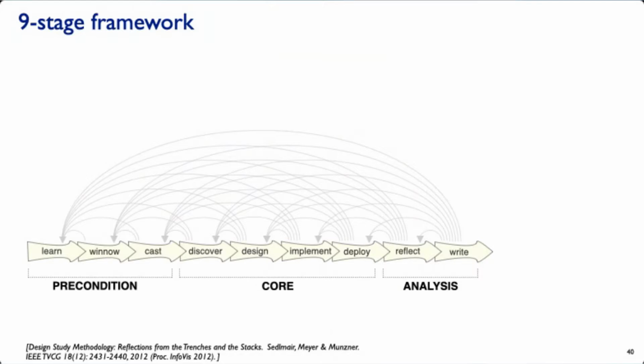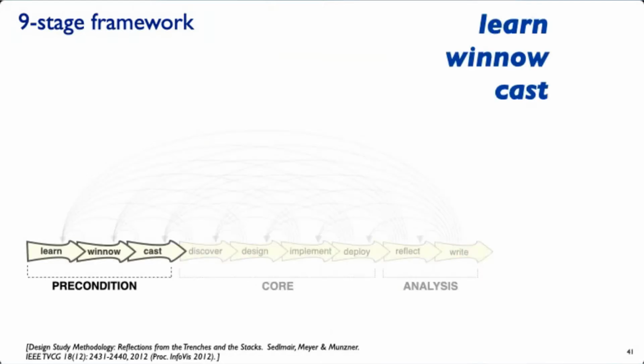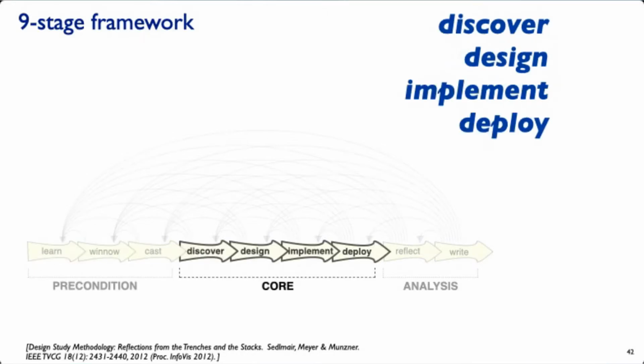So in this paper, we proposed a 9-stage framework, starting with what I'll call a precondition phase where, first of all, you need to know about visualization. Interestingly, there's this idea of winnowing, of figuring out which collaborations are actually going to be effective and worthwhile, and how you cast the people you're collaborating with into different roles, and being careful about whether you understand what role they might play in the project. And then this core stage where you're actually discovering what the abstractions are. So designing the idioms and then trying to implement that. And of course, actually deploying it, actually trying to get real world usage.